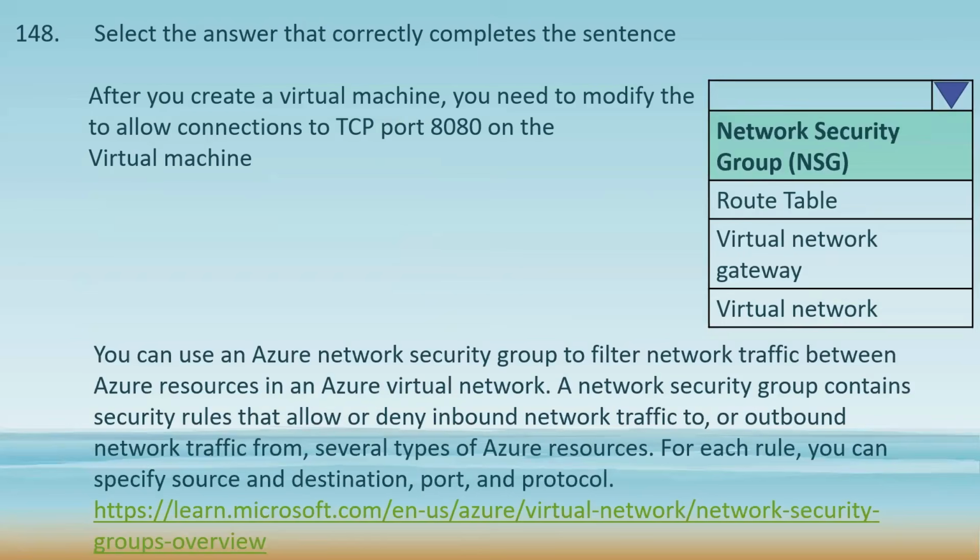You can use an Azure network security group to filter network traffic between Azure resources in an Azure virtual network. A network security group contains security rules that allow or deny inbound network traffic to or outbound network traffic from several types of Azure resources. For each rule, you can specify source and destination, port, and protocol. There are going to be many questions around network security groups in the exam, so go through the link on your screen to understand network security group in detail and how they differ from different network components in Azure.